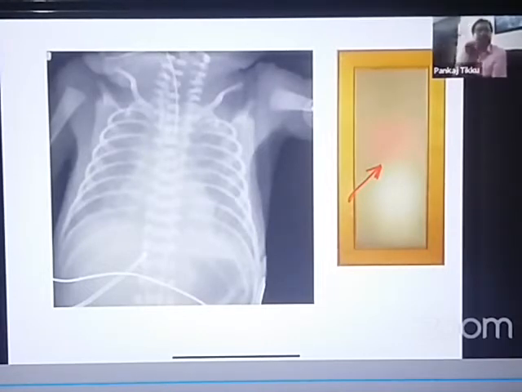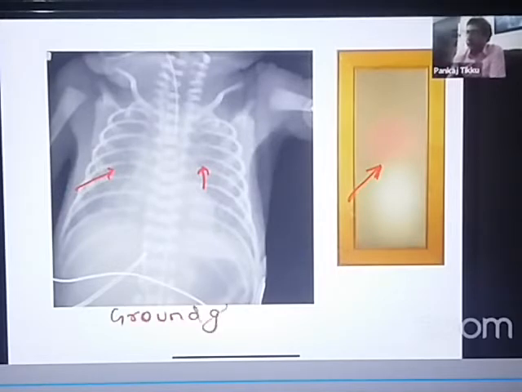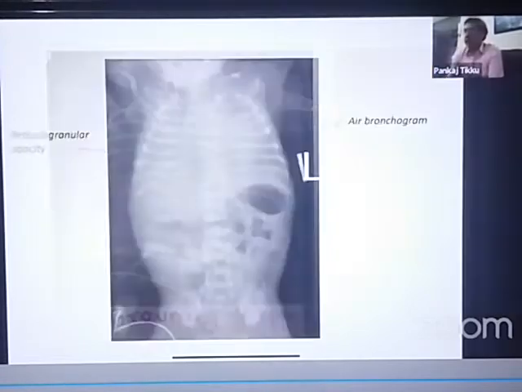Now this similar picture which can be seen inside the lungs on the X-ray is known as reticulogranular opacity or ground glass opacity. So this is a typical example of a ground glass opacity. This is because of the collapsed alveoli. That is why there is ground glass opacity.